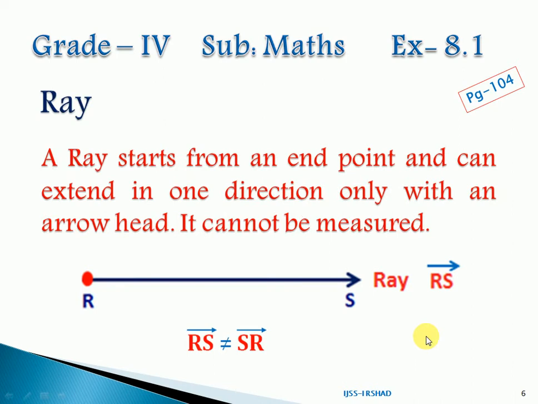Then ray. About the ray, I told you a ray starts from an end point and can extend in one direction only, with an arrowhead. It cannot be measured, and the symbol of a ray is like this. You write the capital letter of the starting end point first. You can see here the end point is R, so R, and the other point is S, and on top you draw a line with an arrowhead on one side.